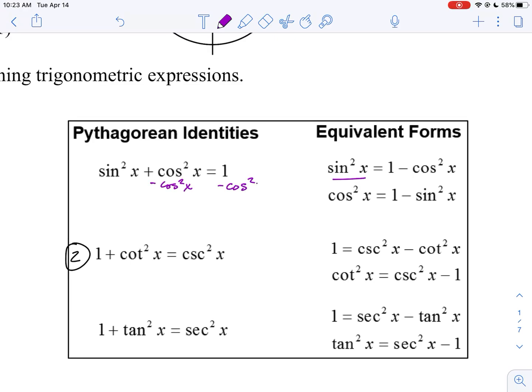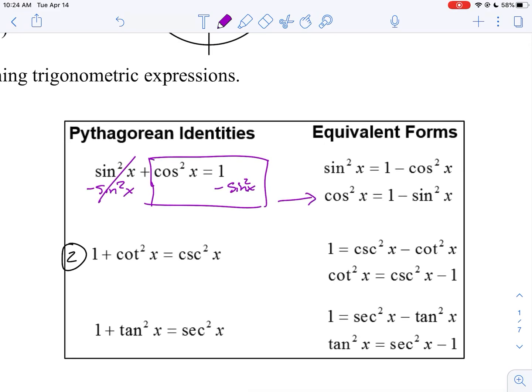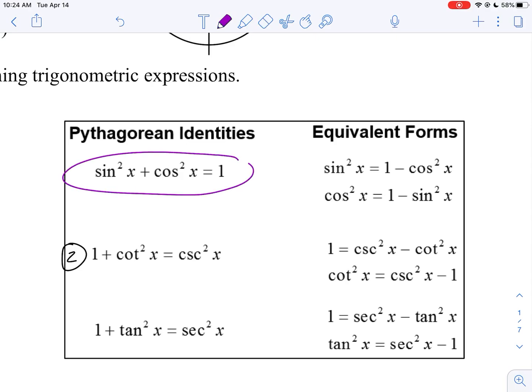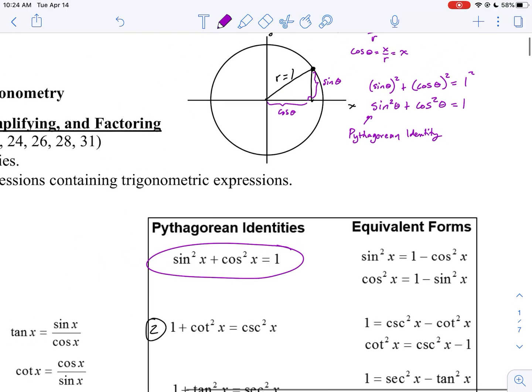So if you know that this is true, to come up with this, it's just a matter of subtracting cosine squared from both sides. Hopefully you see that. But now I have sine squared of x equals 1 minus cosine squared. And similarly, if you want to get cosine squared by itself here, you could just subtract sine squared from both sides. This is gone. You're left with cosine squared x equals 1 minus sine squared. So however that works best for you. But we're really going to use this quite a bit in the future.